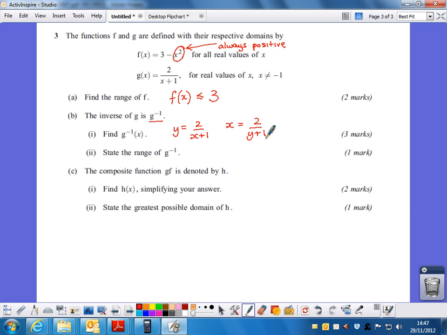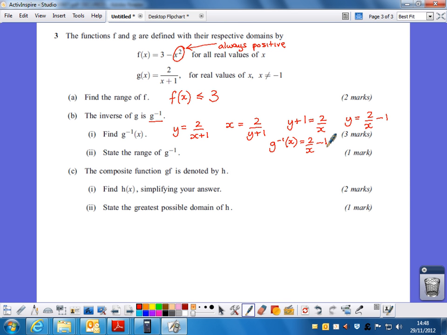Now what we have to do is make y the subject of the formula. So we can cross multiply by the y plus 1 and the x. In effect, they just change places. And then the final stage is we can subtract 1 away from 2 over x, and we have the inverse function, g to the minus 1 of x. At the end, I'd recommend that you write the answer as g to the minus 1 of x equals 2 over x, take away 1.